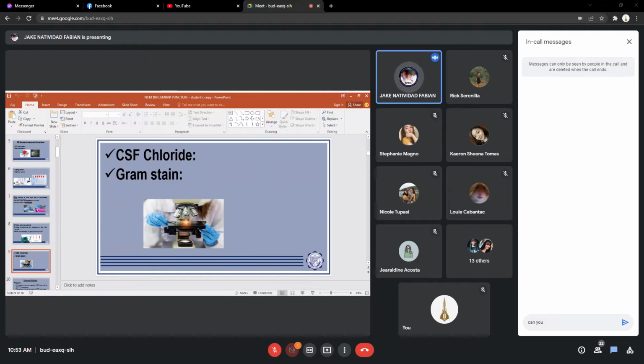Pag sinabi kong subarachnoid space, guys, nandoon yung ating CSF. It is the location of your CSF. Okay? Your subarachnoid space regulates the environment in the brain, and it is where your CSF is produced. Okay?